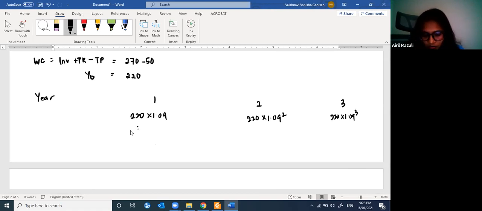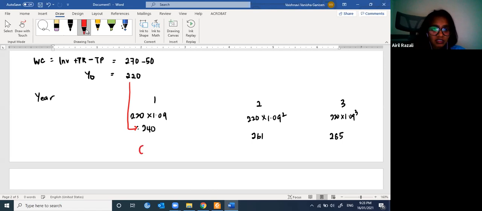So 220 multiply 1.09 is 240. Here is 261. Here is 285. Now remember, what is relevant to you is only the changes in working capital, that means the increase or decrease. In year 1, it moved from 220 to 240, because from year 0 to year 1 there is an increase. The increase is 20, so there is a negative 20. Here, there is an increase, negative 21. And here, an increase, negative 24.